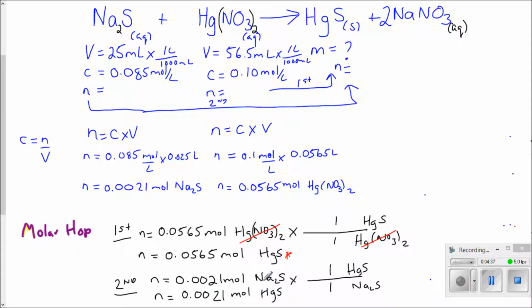So you can see our second molar hop is very similar to our first. We're hopping from here to here. It's a 1-to-1 ratio. For every 1 Na2S, there is 1 HgS. So we have 2 answers for our mercury sulfide.